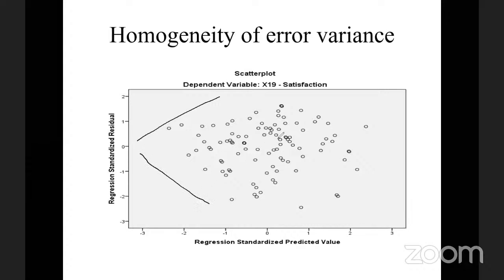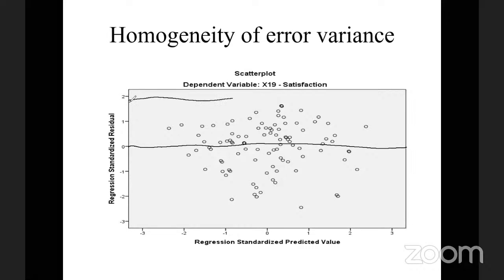But it is not funnel type data here, because in the distribution of the data, this is the zero line, and above and below it there are only very few cases outside this. It is almost homogeneous.